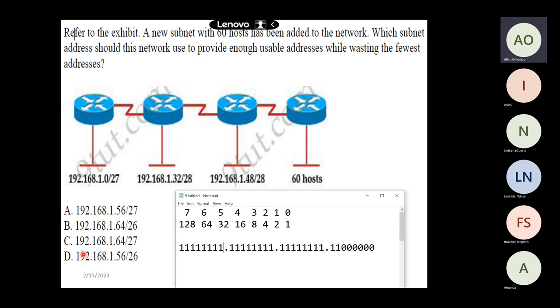Currently, we have choice B and choice D. Look at what our increment is here. This is 128 and this is 64. So we go with choice B, the increment. The network address will be 192.168.1.64/26. And that's how we do it, guys. That's how we go about doing that.